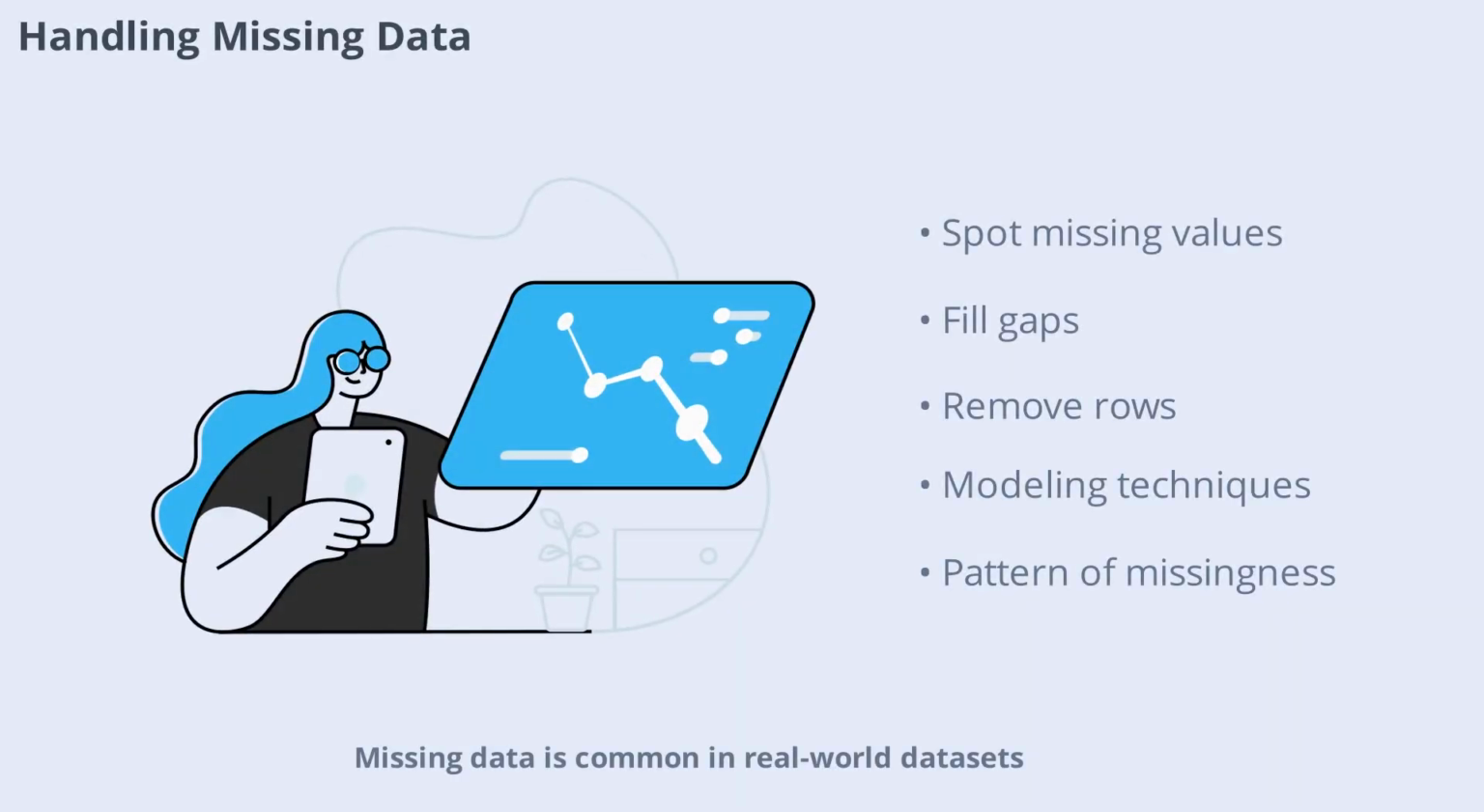Missing data is common in real-world datasets. EDA helps us spot missing values and decide how to handle them. We might fill in gaps, remove incomplete rows, or use modeling techniques that can handle missing data. The right approach depends on the amount and pattern of missingness.